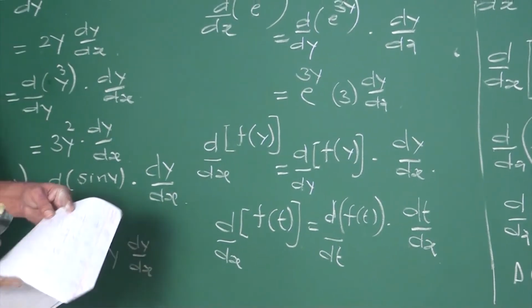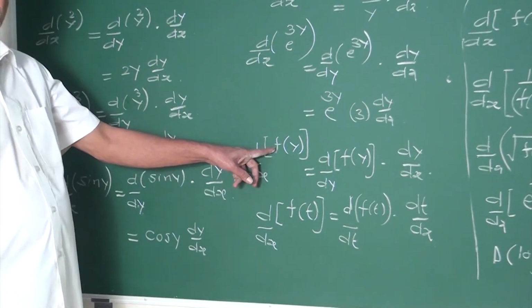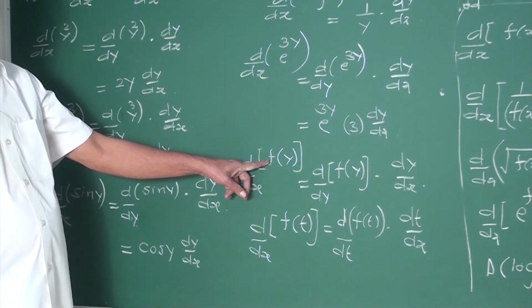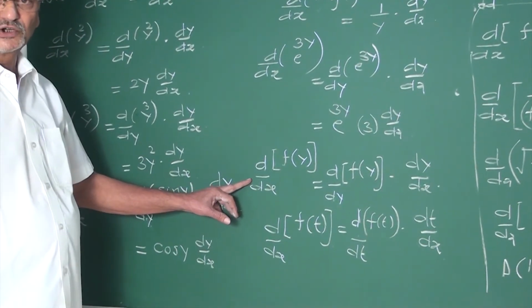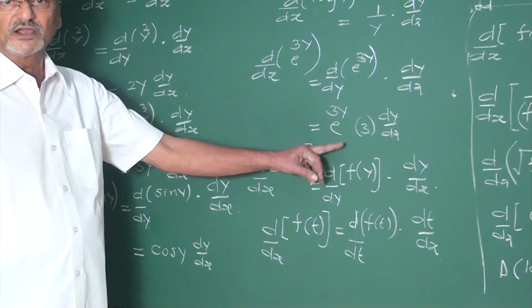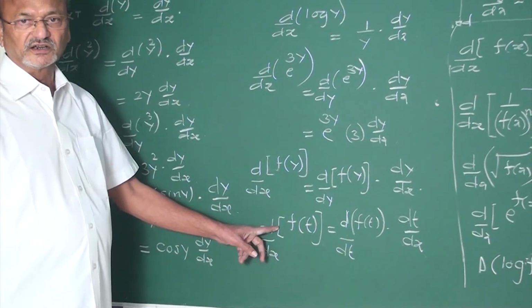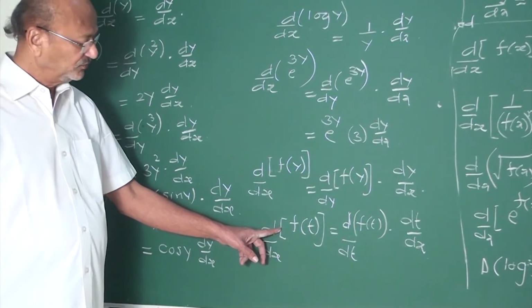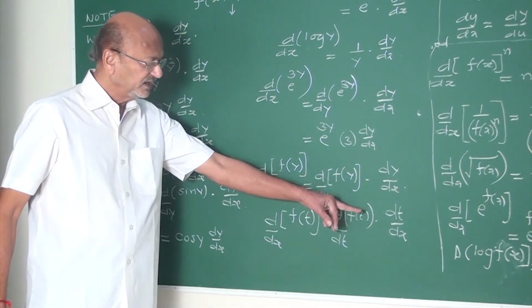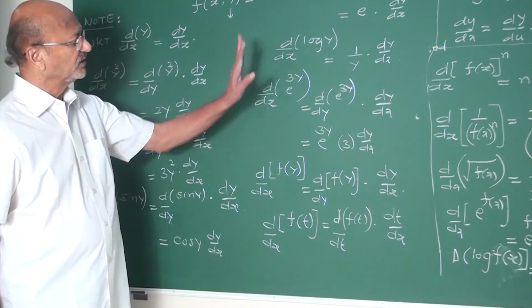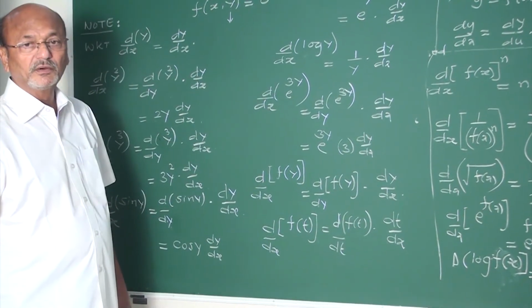If the function is other than x, if it is a function of y, friend, first differentiate the function of y with respect to its respective variable y, then y with respect to x. Here I have written other than y, a function of t with respect to x: first t with respect to t, then t with respect to x. Like this, my friends. Remember.